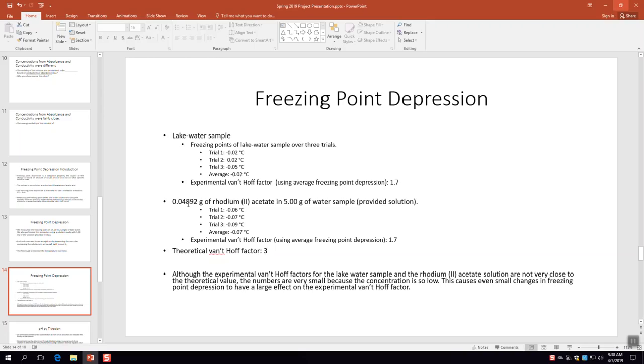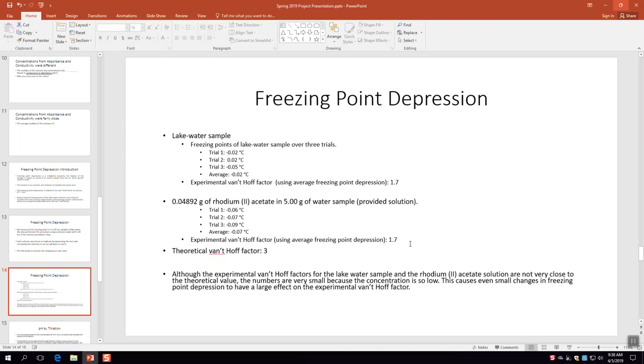For 0.04892 grams of rhodium(II) acetate in 5 grams of water, we had these freezing points, and this was our average, and we found the experimental van 't Hoff factor to be 1.7. The theoretical van 't Hoff factor is 3.